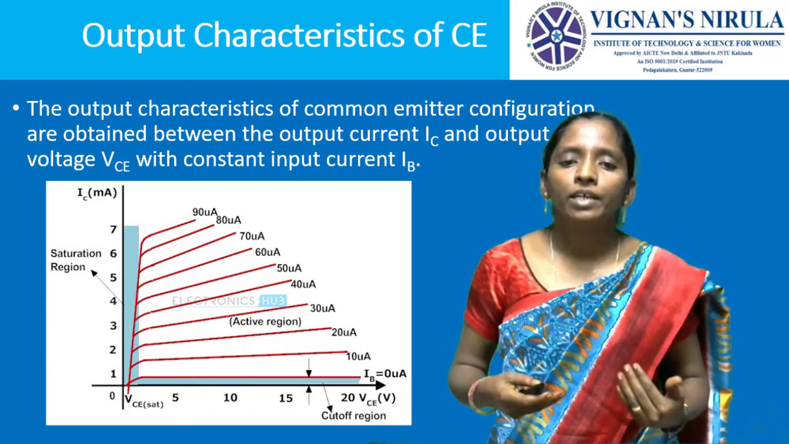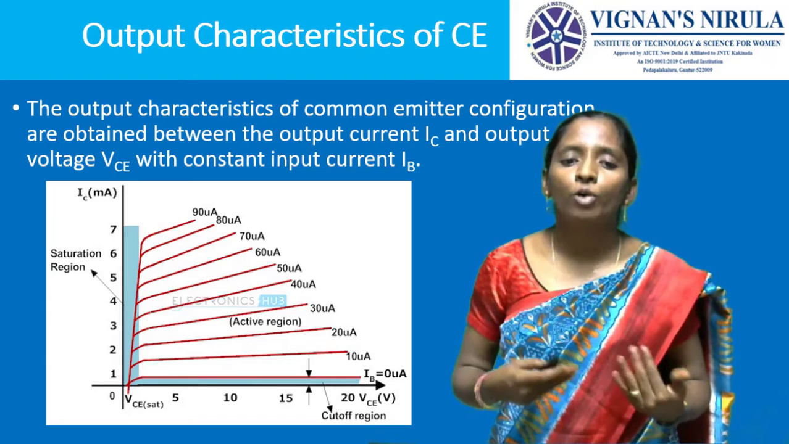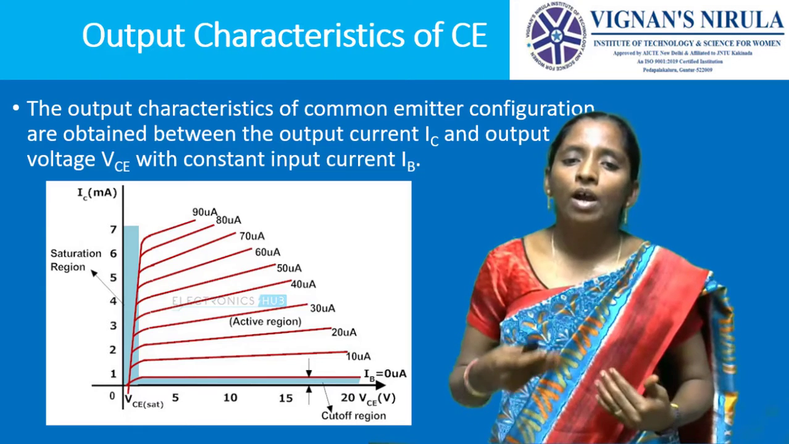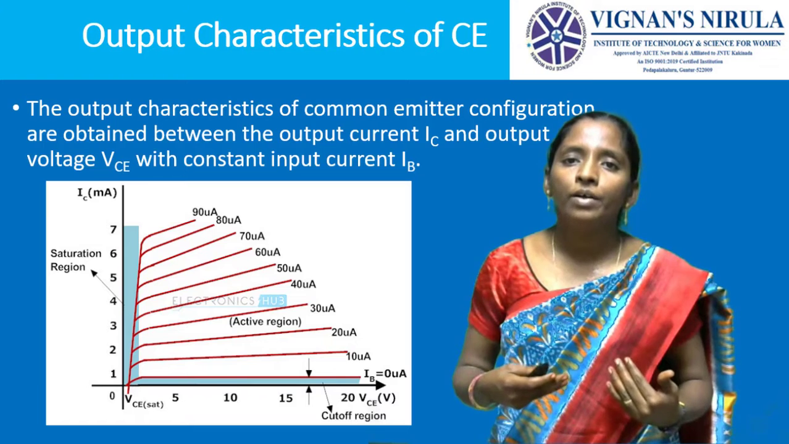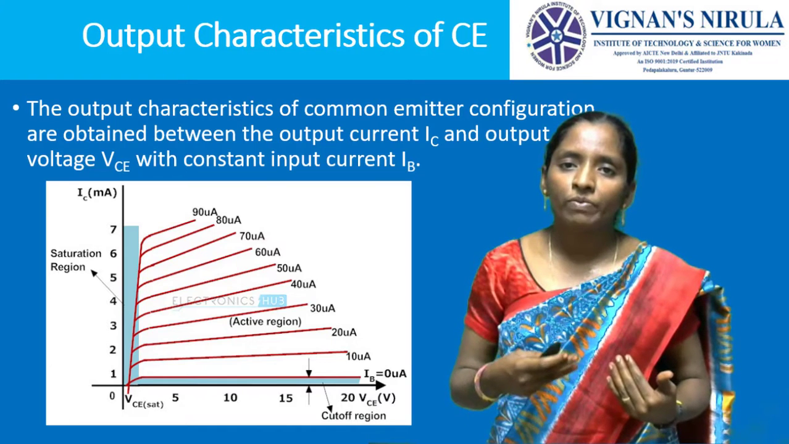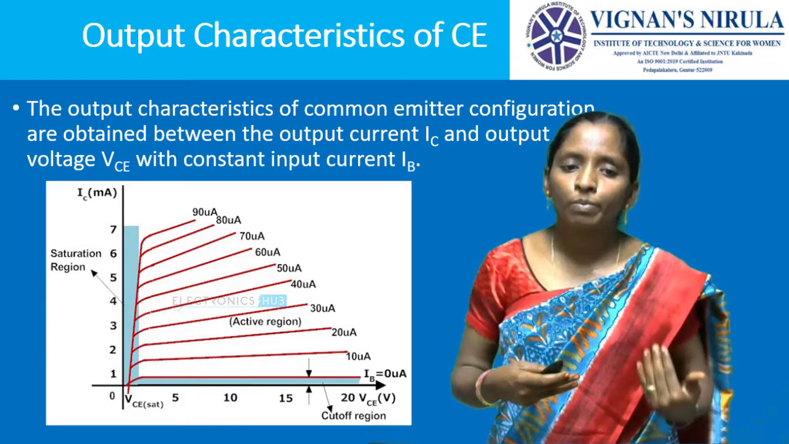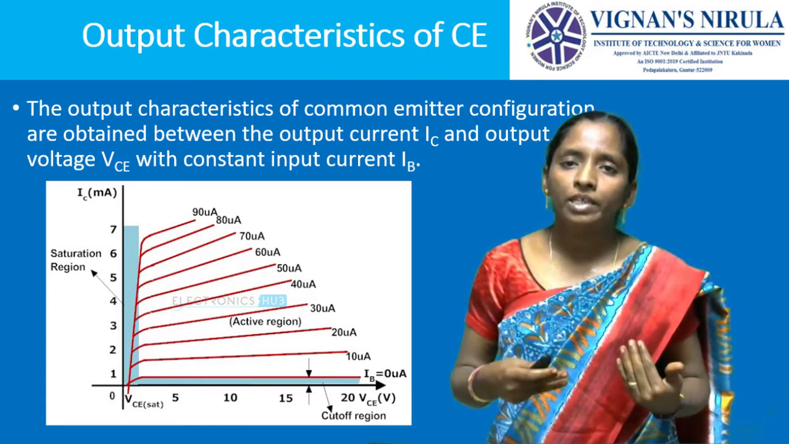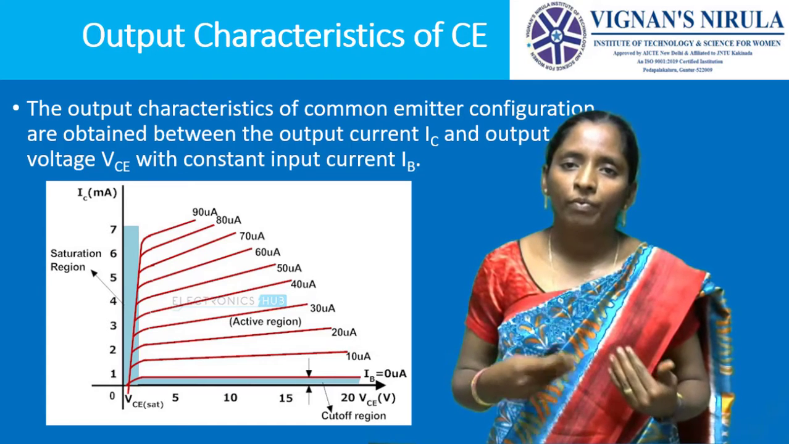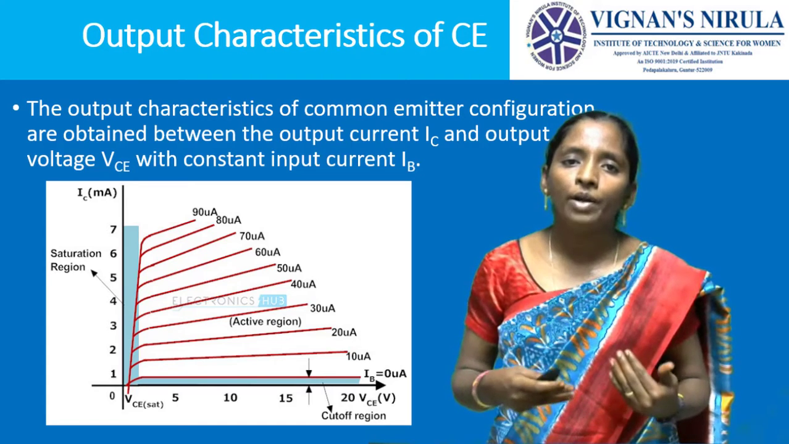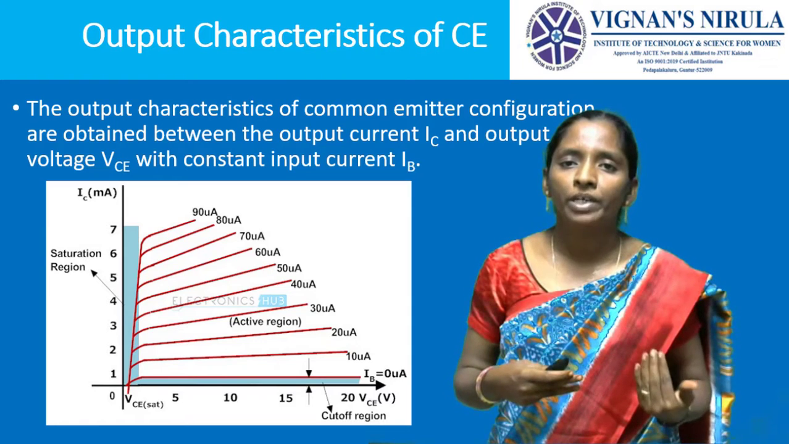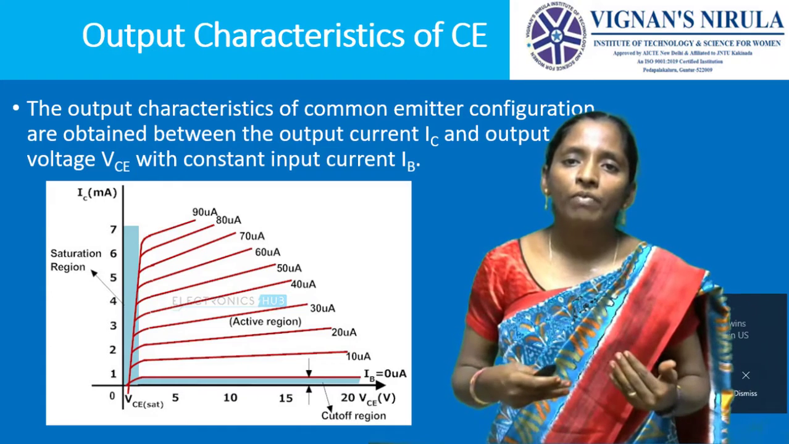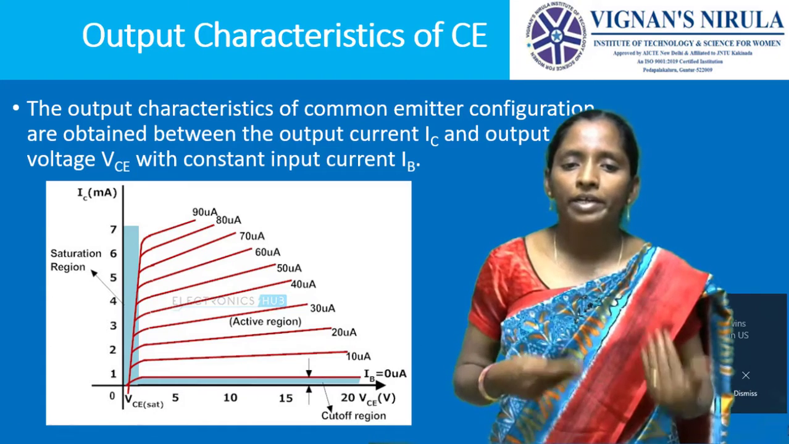Output characteristics in common emitter configuration. To obtain the output characteristics, first keep the output voltage VCE constant, and vary the input voltage VBE, and note down the corresponding current IB. Take 3 or 4 readings. After that, change VCE to a different value, and vary the input voltage VBE and note down the corresponding IB. So repeat the process for different values of VCE and note down the readings.